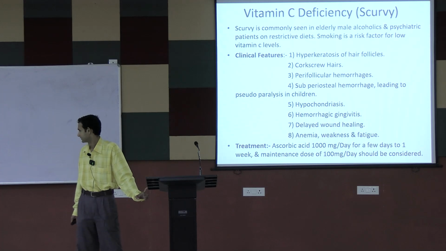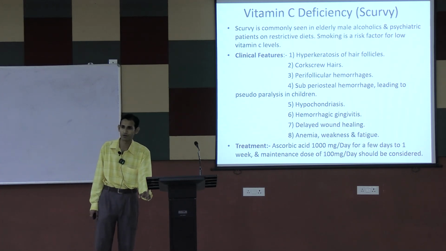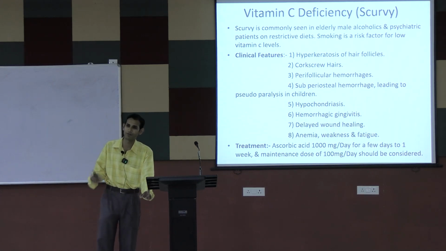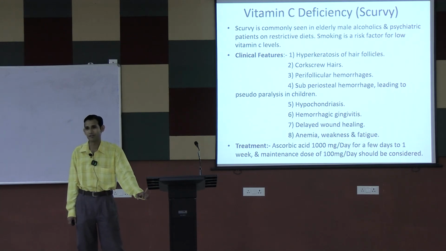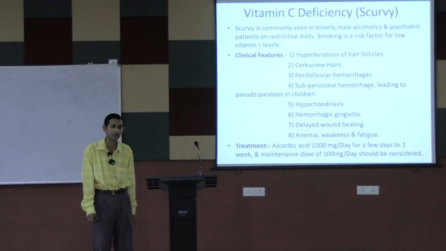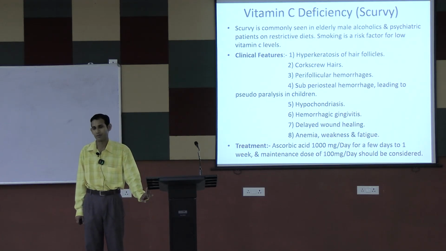Vitamin C deficiency is mostly found in chronic alcoholics. In chronic alcoholics, multiple vitamin deficiencies, and vitamin C deficiency is also common, and also smoking is a risk factor. Smoking is a risk factor for vitamin C deficiency. So it can be found in other conditions also, like psychiatric patients on a restrictive diet, particularly anorexia nervosa, and in psychiatric patients you will get vitamin C deficiency.